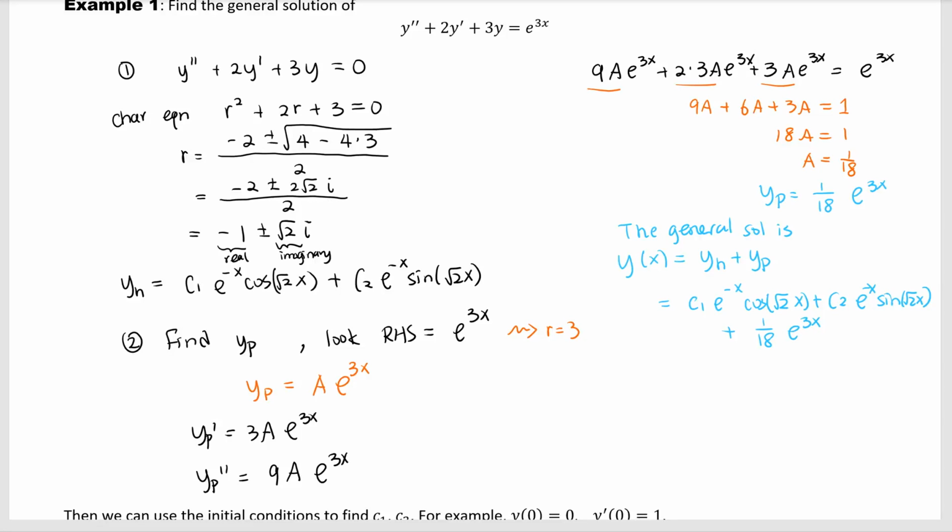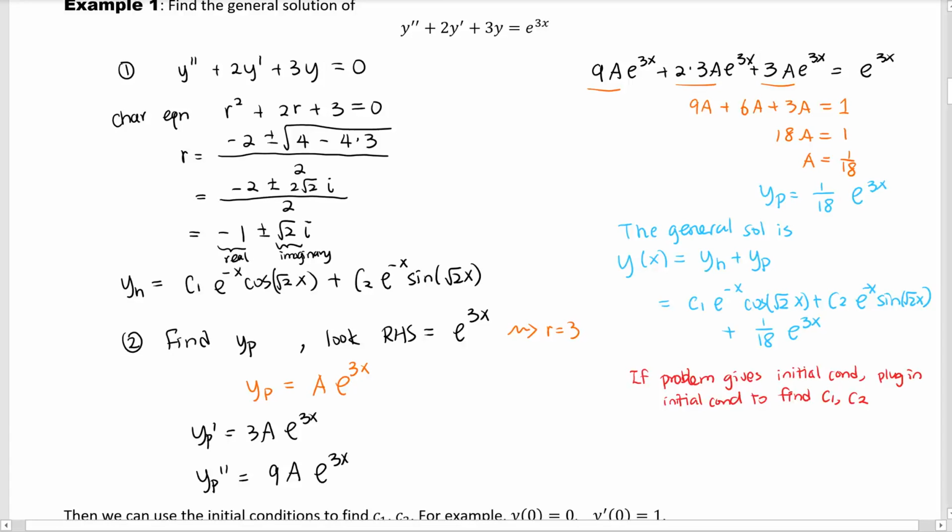If the problem gives us initial conditions, then after this step you plug in the initial conditions and solve for c1 and c2. Let me write it down. If the problem gives initial conditions, we can then plug them in to find c1 and c2 after this step. All right, so that is example 1.